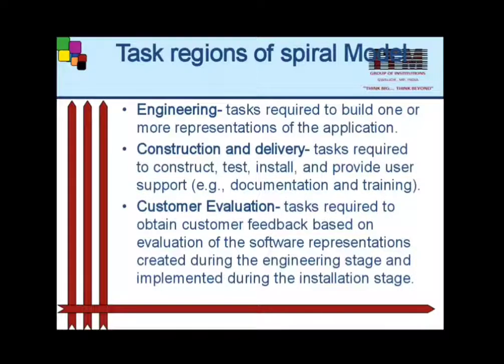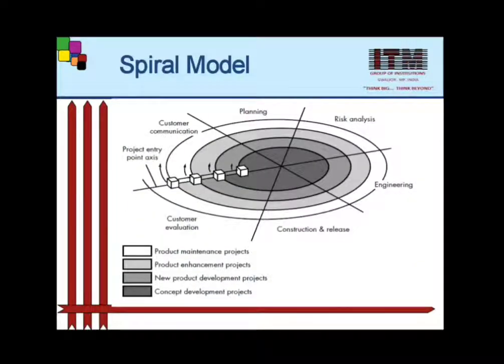And the diagrammatical representation of these task regions and the loops of the spiral model is represented here. After the discussion of each region, you have to keep in mind that the most important point of the spiral model is that the model includes a very important phase of risk analysis. Okay, and any raised risk should be handled regularly, from time to time.